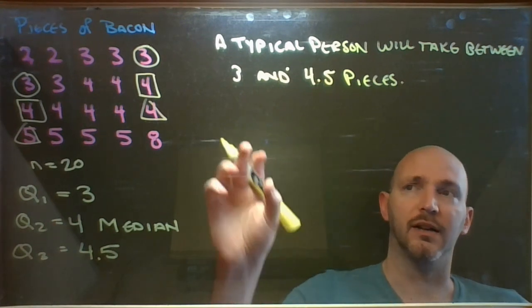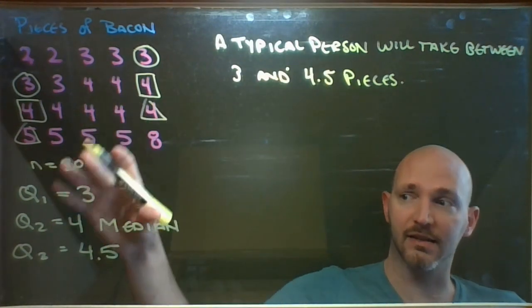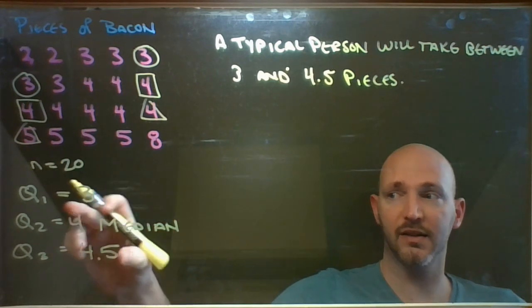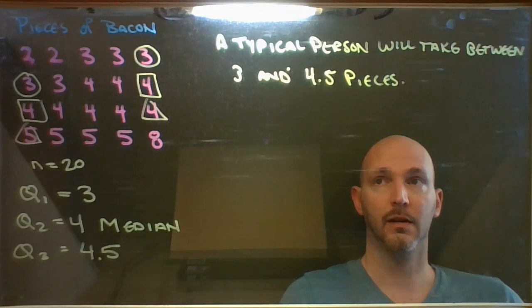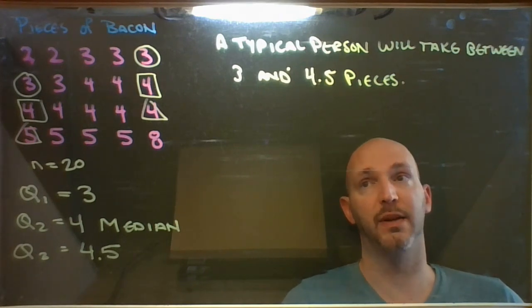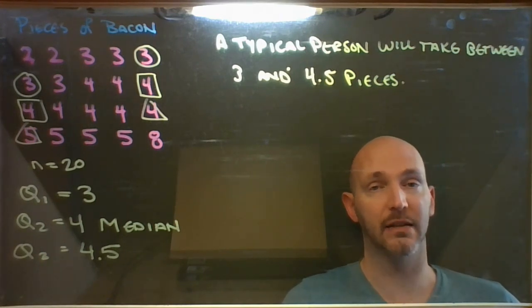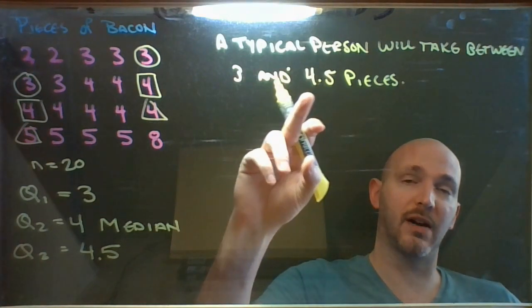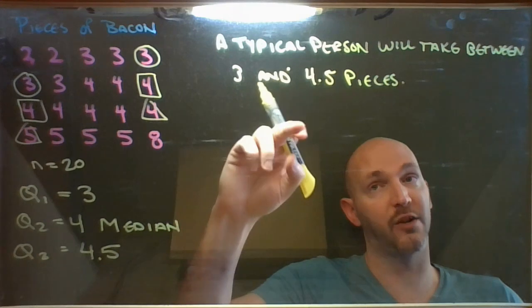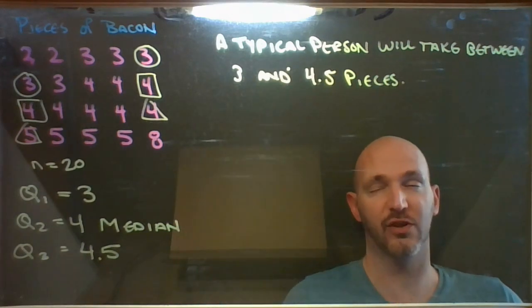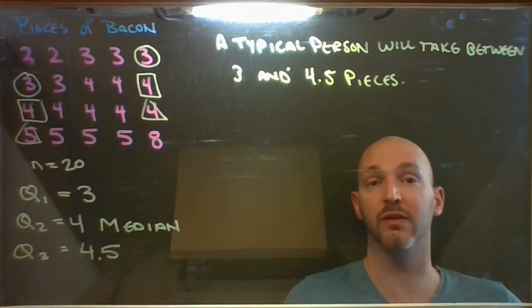but if not enough people get enough bacon, there'll be riots, right? So this data set is telling me that because Q1 and Q3 are 3 and 4.5, a typical person will take between 3 and 4.5 pieces of bacon. If I'm trying to estimate on the over end to make sure I have enough, then 100 people at 4.5 pieces each, I should be preparing 450 in order to run my buffet.